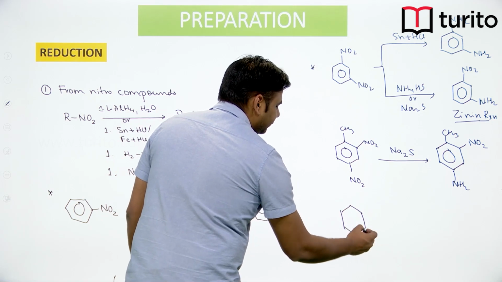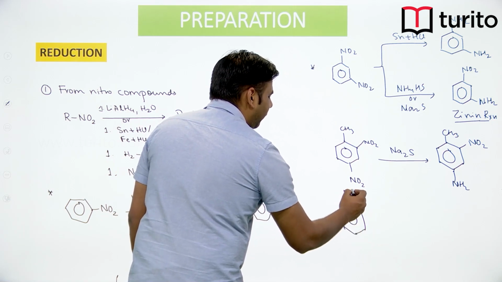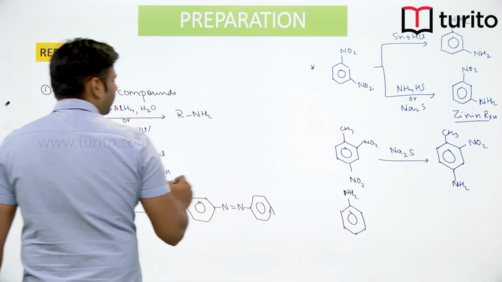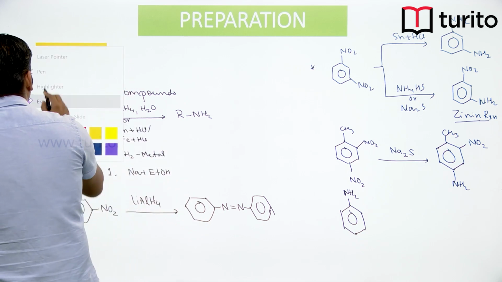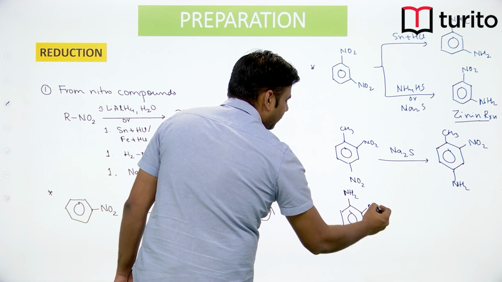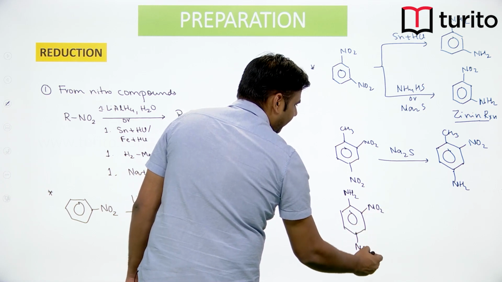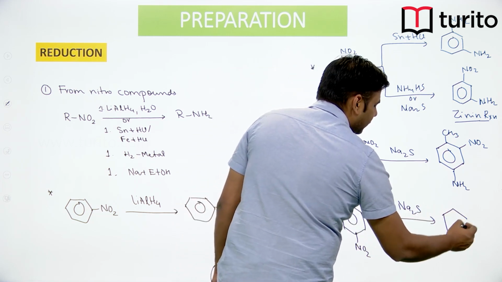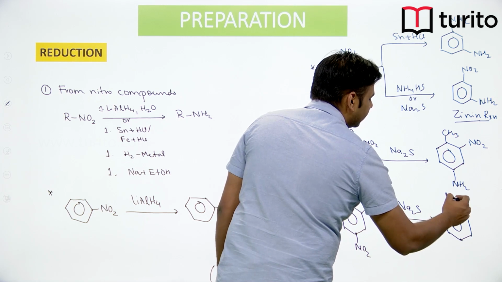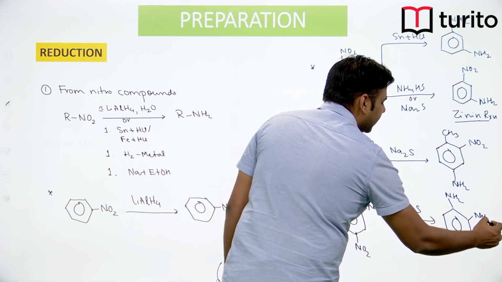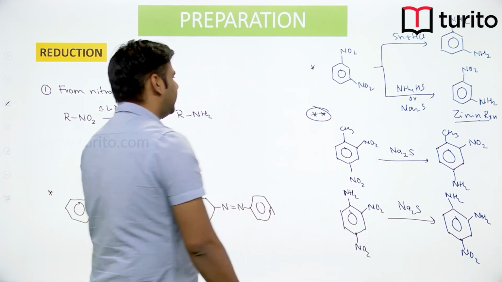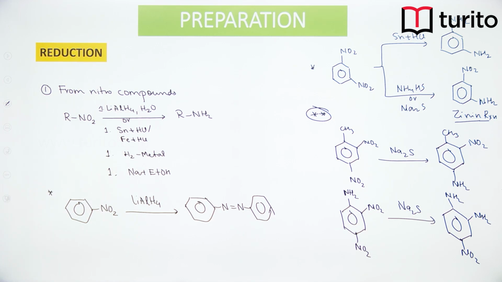Suppose we are having a molecule something like this. Okay, now to this we are adding Na2S. So it will basically reduce NO2 which is ortho to NH2. Okay, so these are the reactions. Simply memorize these reactions. Okay, these are reactions meant to be memorized. Okay, so this is the basic reduction of NO2 group into NH2.